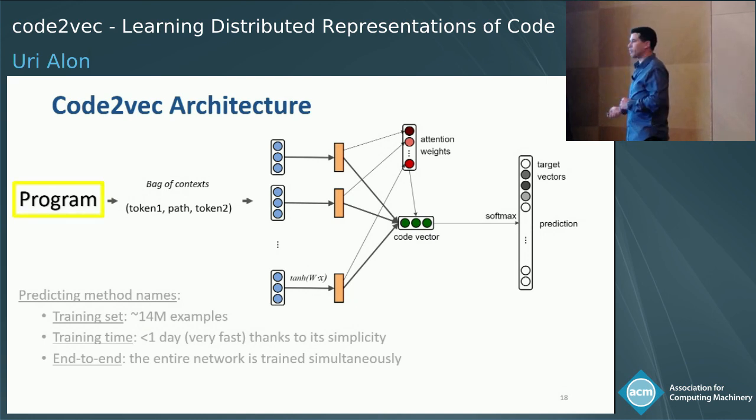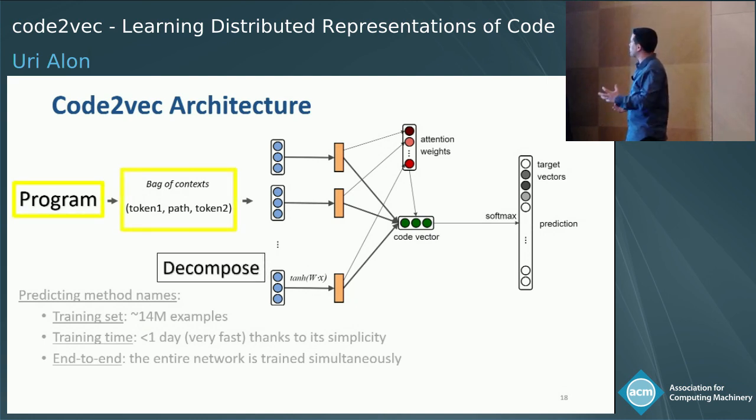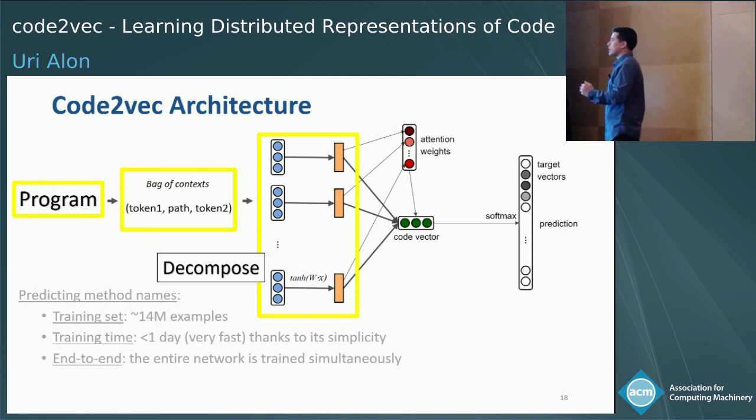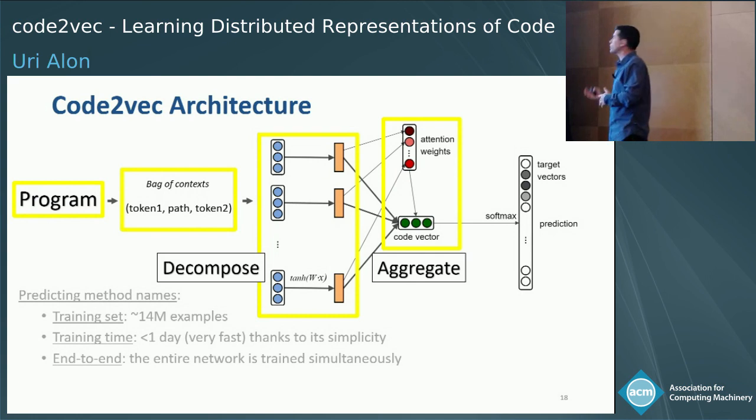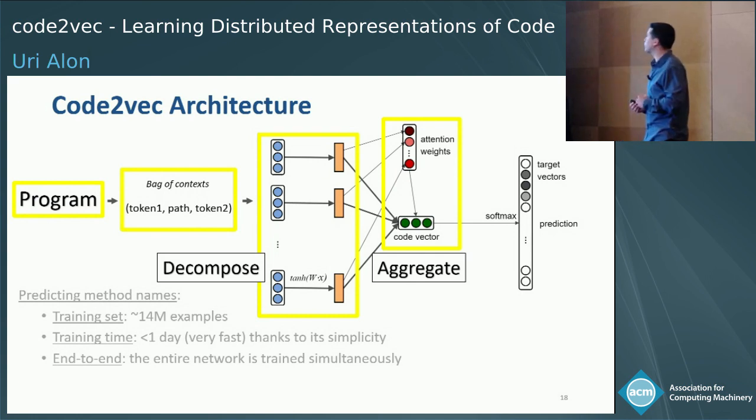We begin with a program. We decompose it to paths, to syntactic paths and the 2 tokens that each path connects. We then represent each path and its 2 tokens as vectors, pass them through a fully connected layer that combines each path with its own tokens. And this gives us these orange boxes, which are the path context vectors. We then compute the attention weights and use them to compute the weighted average, which is the code vector.